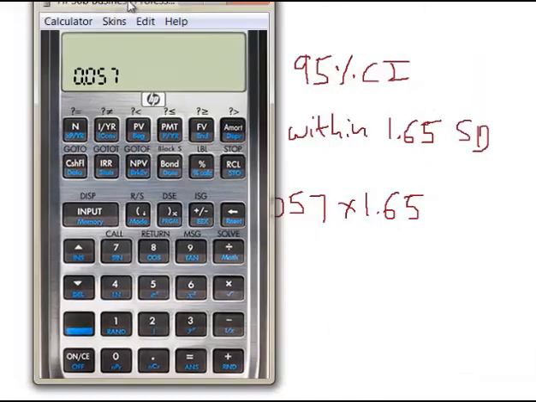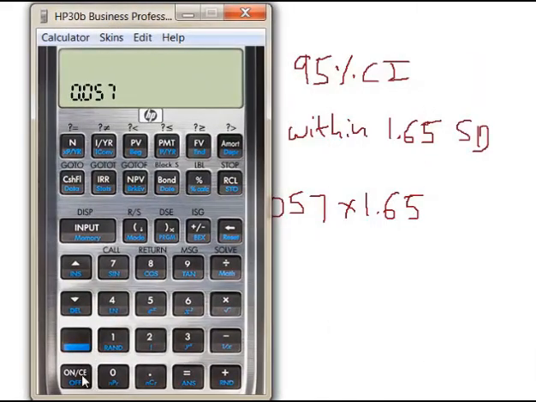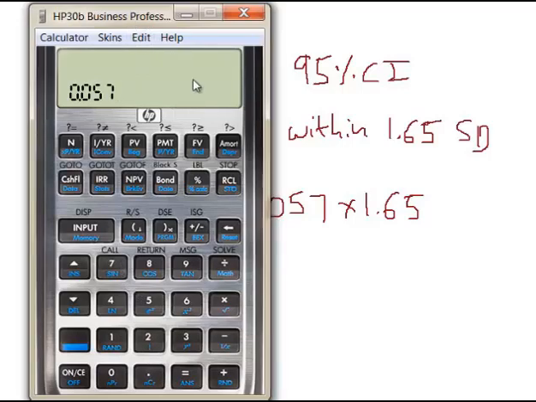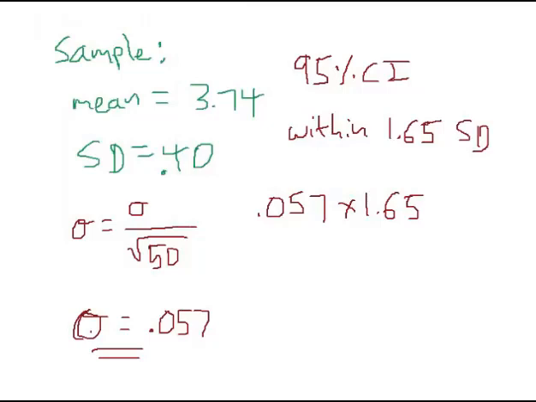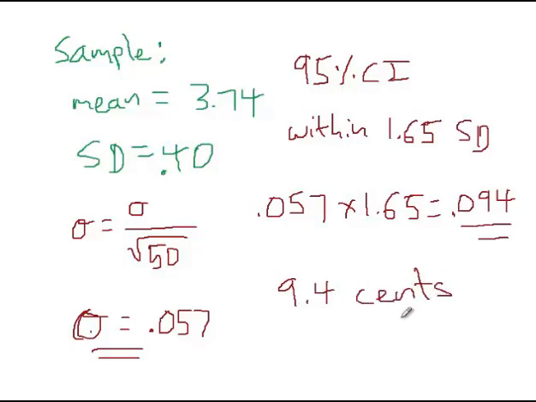And we could do this in our head, or we can just do it on the calculator over here. Let's see. Here's the calculator. Let's clear it. And we'll say 0.057 times 1.65, that's the number of standard deviations, and we've got 0.094. So let's write that down over here. 0.094, and 0.094, of course, is the same thing as saying 9.4 cents.